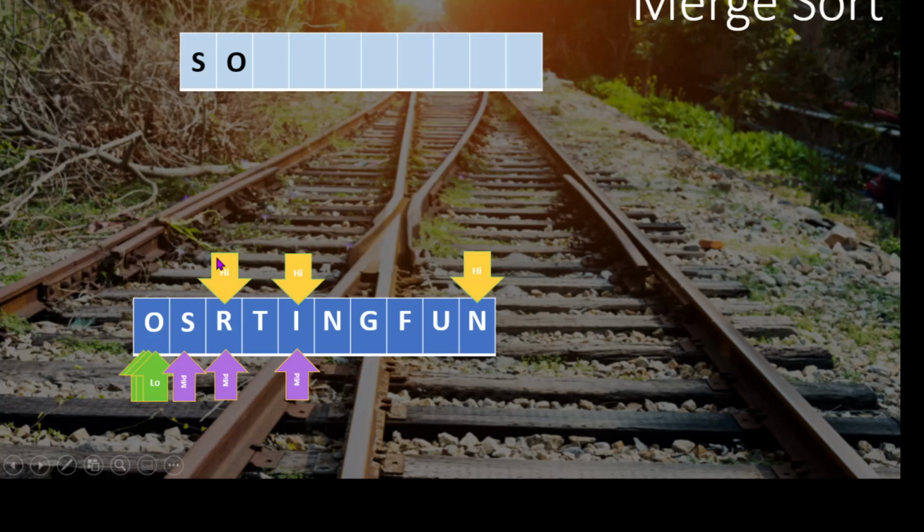So we're having that next call, and we're going to reconcile that next one. And so now I copy over again. I copy over between low and high. O, S, and R come up into my auxiliary space. And again, there's these 4 decisions.